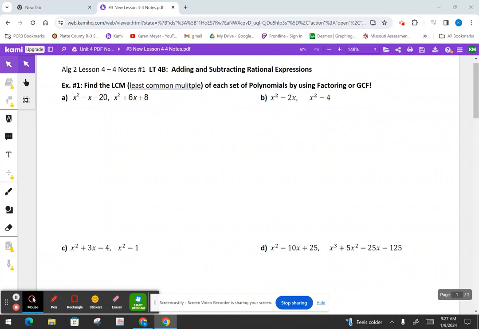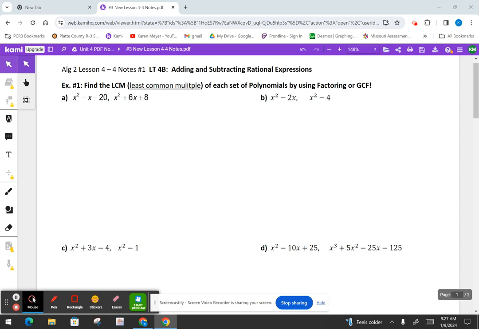Okay, today we're going to talk about 4-4 number 1 notes. 4-4 is going to be about adding and subtracting rational expressions. But we're going to split this into, like I said, because it was part 1, a couple days. So the first part, we're going to work on just finding the LCM. If you don't remember, LCM stands for least common multiple.